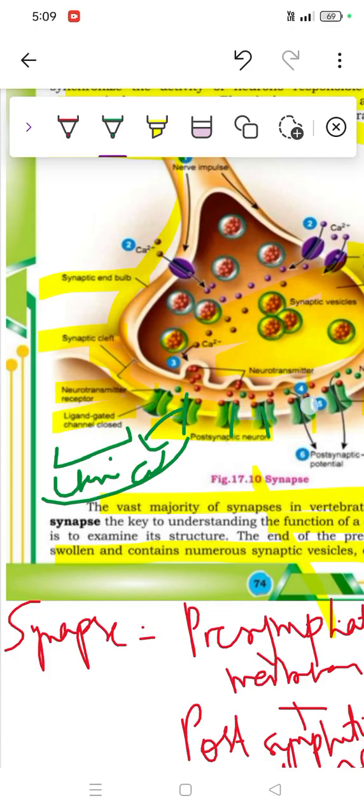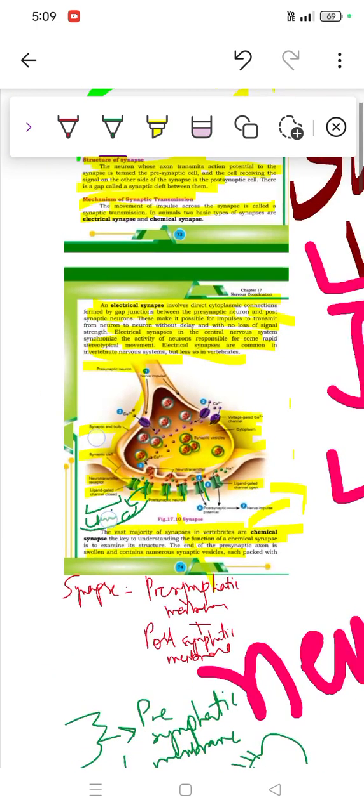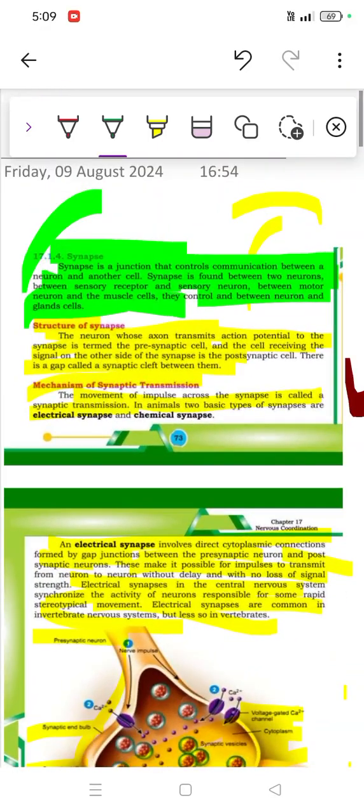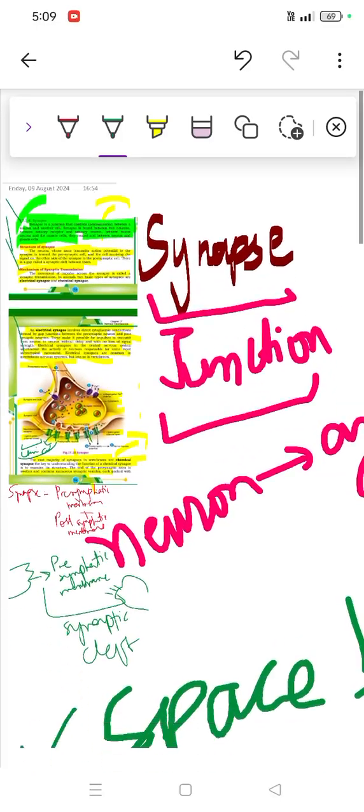So yes, that is all about the synapse types, which were two: chemical and electrical. Then the structure, the keywords, the main function. Synapse was basically the space between two neurons, its structure, mechanism, and all types. I hope it will be clear. Thank you for watching. Bye bye.